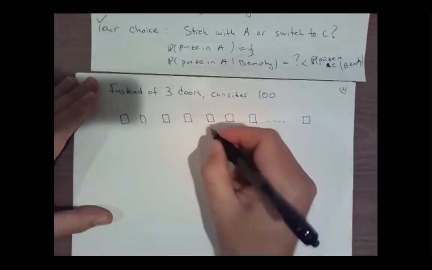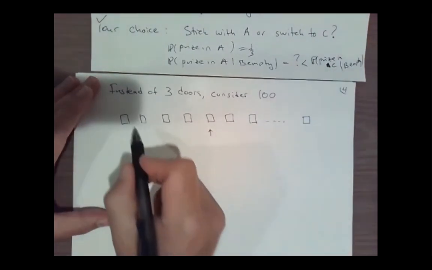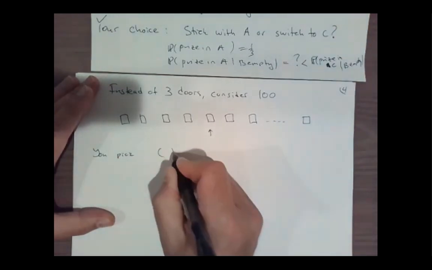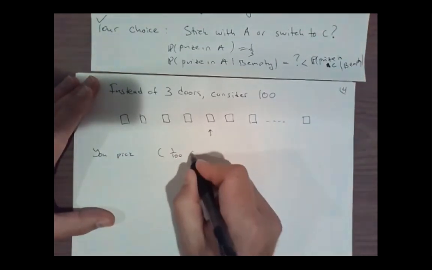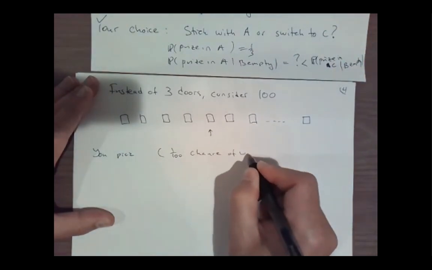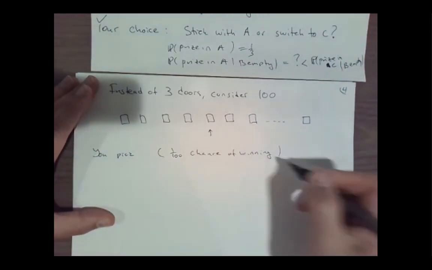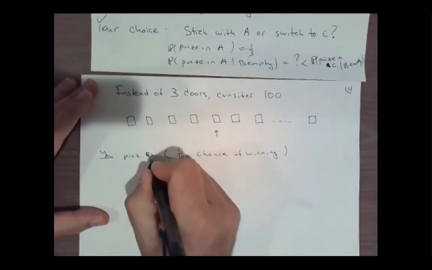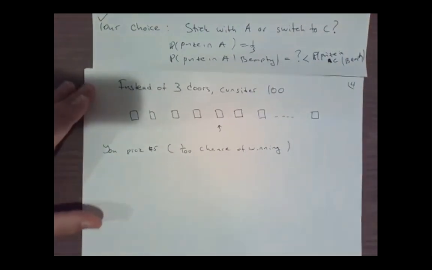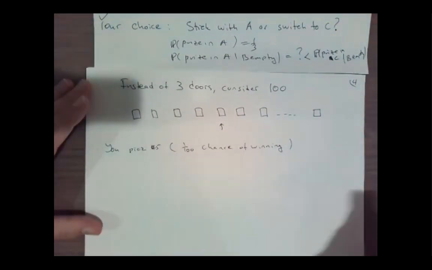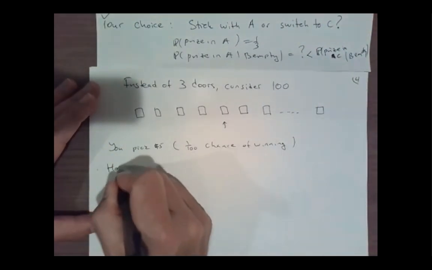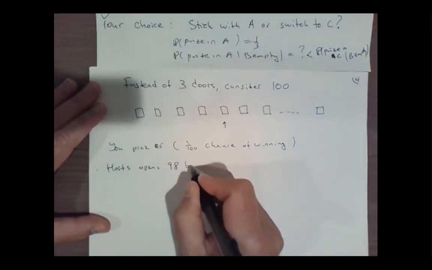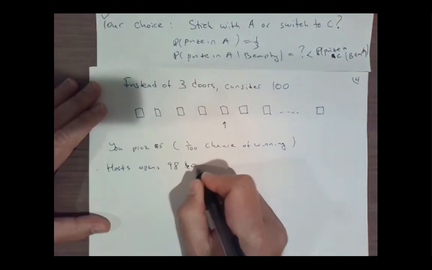You pick one to begin, right? So you pick this one. Box number 1, 2, 3, 4, 5. You pick 5. And of course, this is your chance of winning. So you pick number 5, and you have a 1% chance of winning. Then the host opens 98 boxes or doors.